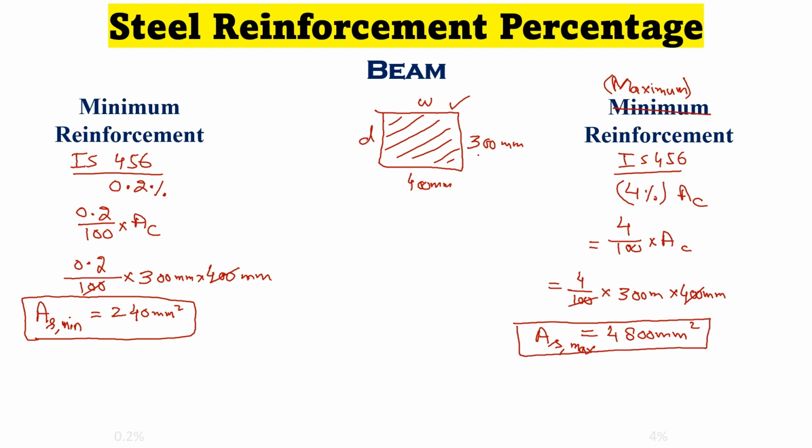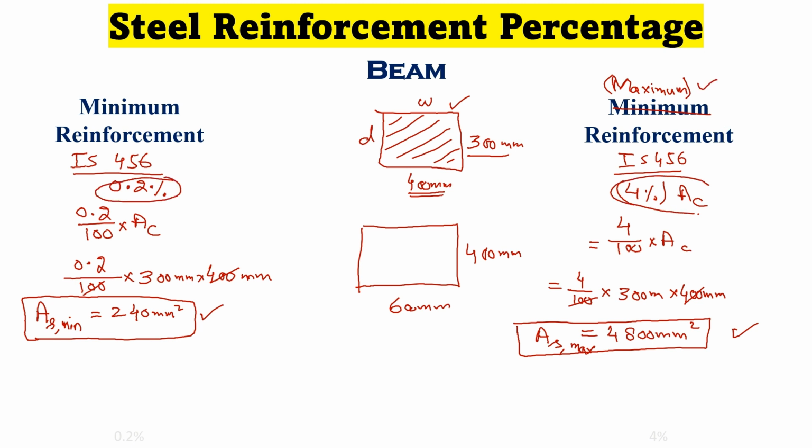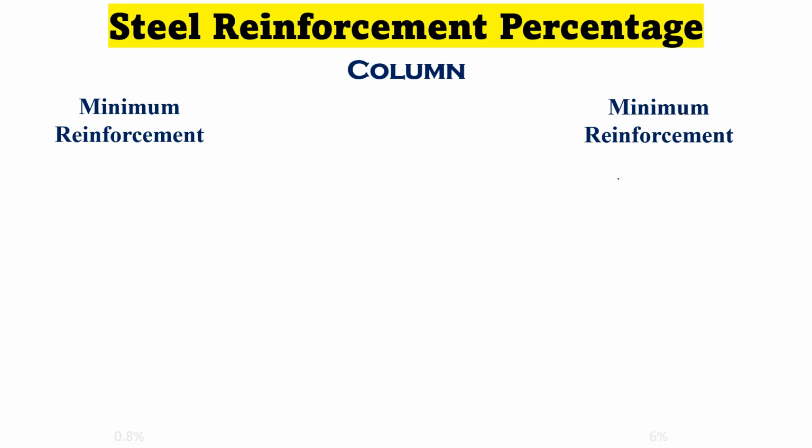If we change the cross-sectional dimensions of this beam cross-section, say these are 400 millimeters by 600 millimeters, then the values of As minimum and As maximum will be different as compared to these values. But the percentage will remain constant. The minimum percentage is 0.2%, while the maximum percentage is 4% of the cross-sectional area of the beam. In the same way, we can proceed with the column.